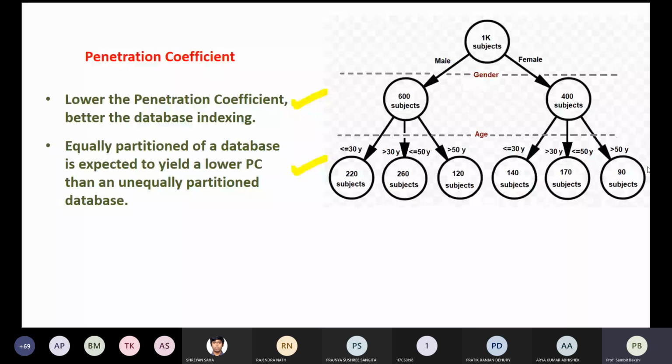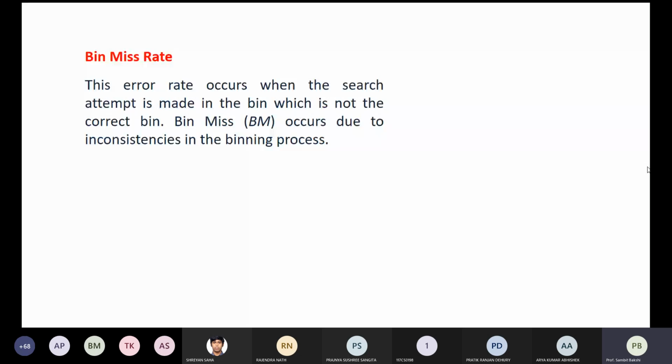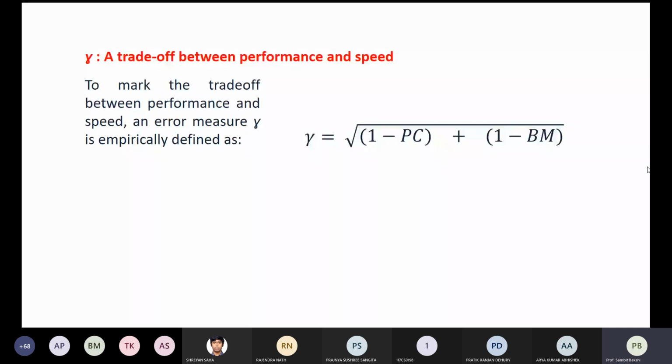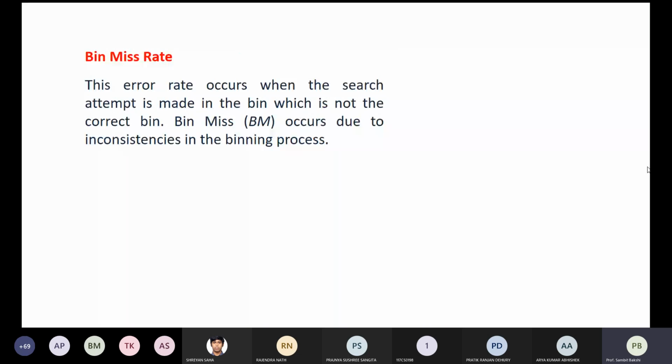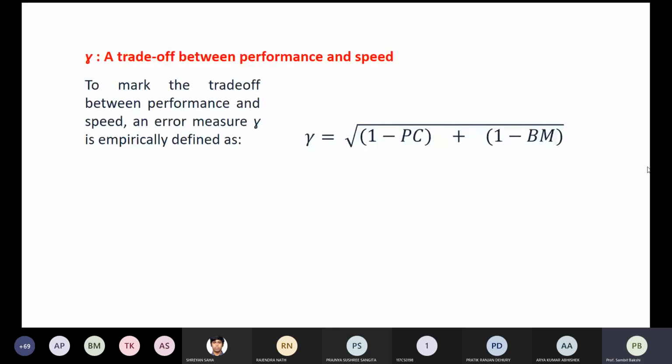You will say that, yes, I have designed my database indexing in a better way, and that is why I am getting a lower penetration coefficient. That's it. So there is another parameter which is called bin miss rate, and another parameter for the trade-off between performance and speed, which we call tau. We are not going to discuss this. We will see later that bin miss rate and tau are also important, but we are not going to discuss them right now.